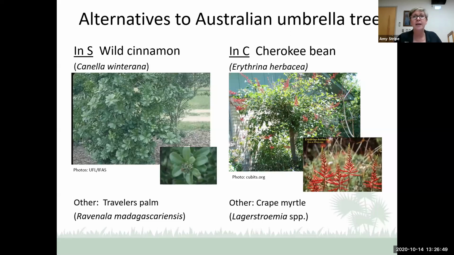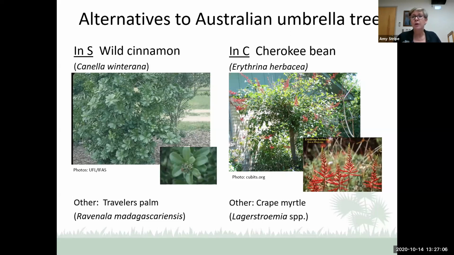Anyway, so yeah, the traveler's palm. The traveler's palm has a very striking habit of growth. It is not actually a palm, by the way. It's more related to a bird of paradise, but it's a stunner. So similar to the actinophylla, it would make a statement in your landscape, and it's quite large.